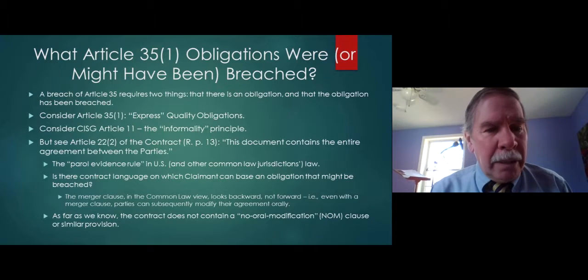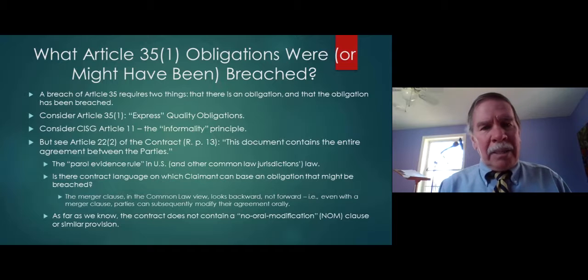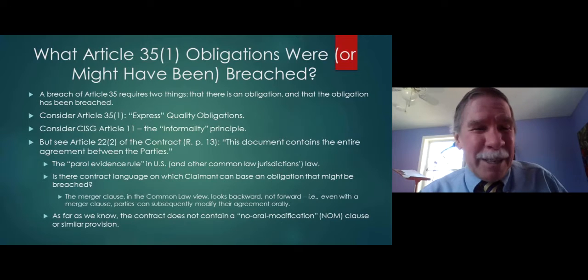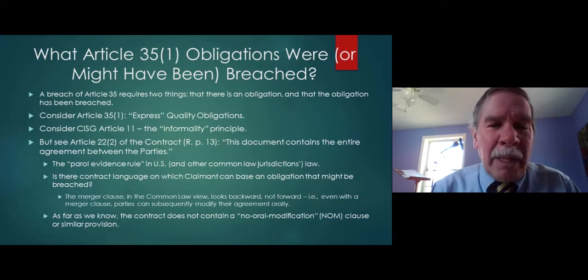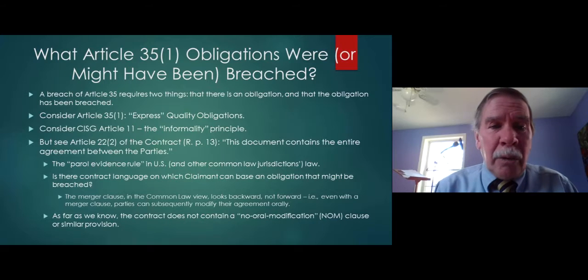So that certainly suggests that you're going to have to find something in the written contract itself, subject to something I'm going to talk about right now. We don't have the entire written contract, but you're going to have to find something in there that creates the obligation that you want to allege was breached in order to prove a nonconformity.